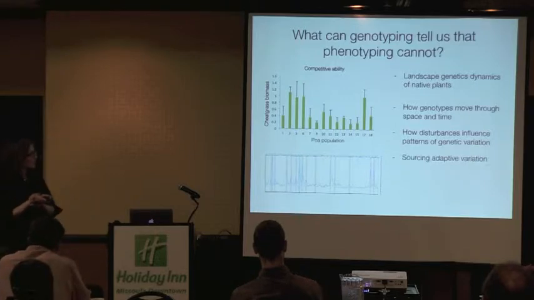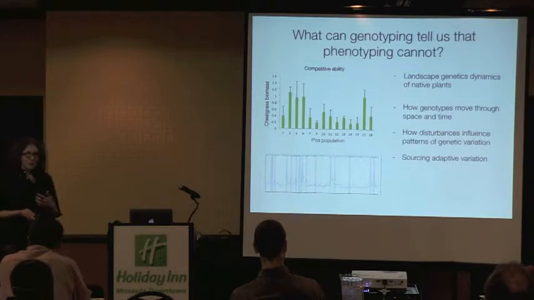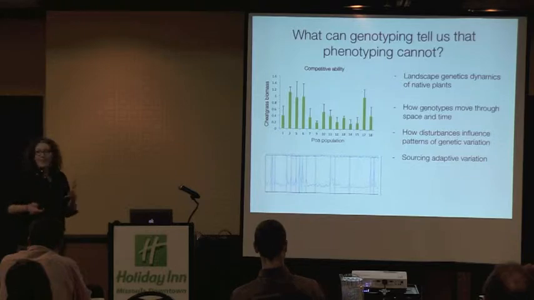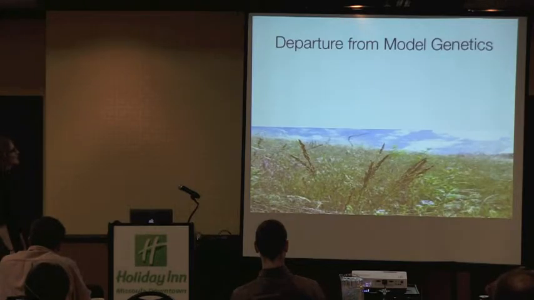Also, understanding the genetics of native plants is important for sourcing adaptive variation. In the last few years, the importance of using remnant native plants in restoration efforts has received a lot of attention because they're winning, or they're at least doing well. They're able to persist in these kinds of sites. It's also important for informing plant material selection, which sort of goes back to my last point, and also for the delineation of plant materials transfer zones. We've talked about these earlier, so this is my representation of genetic information in an electropherogram, which we'll talk about a little bit more in a second.